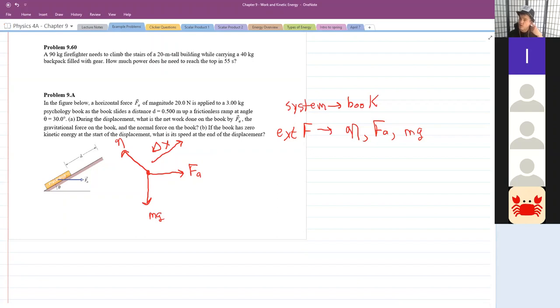So before I write this down, just take 30 seconds. What do you think the angle is going to be for the normal force? What is the angle going to be for FA? And what is the angle going to be for gravity? And then we'll go through that in a second.